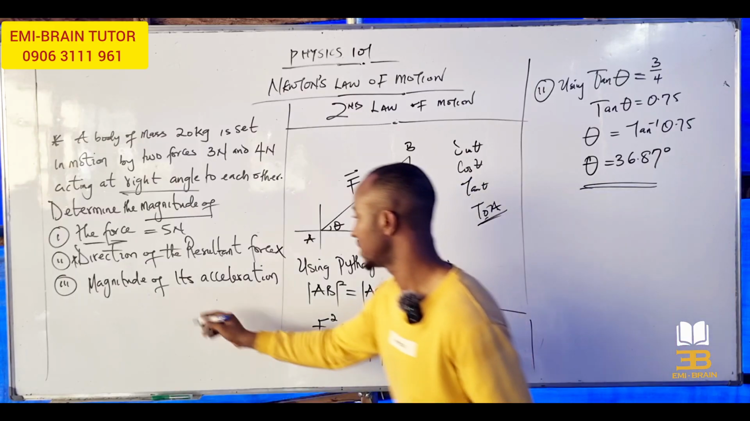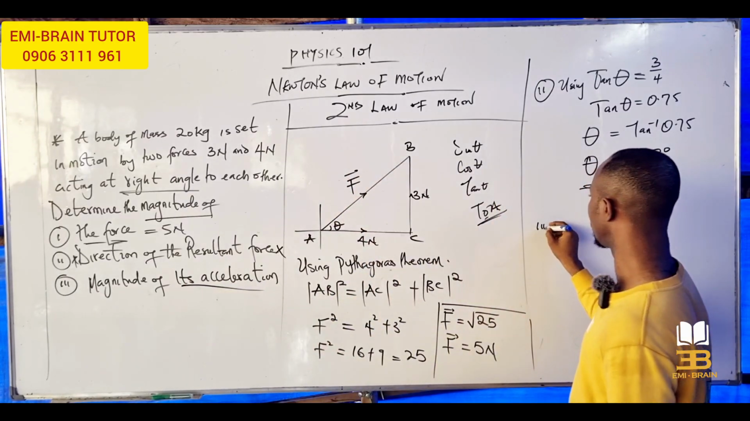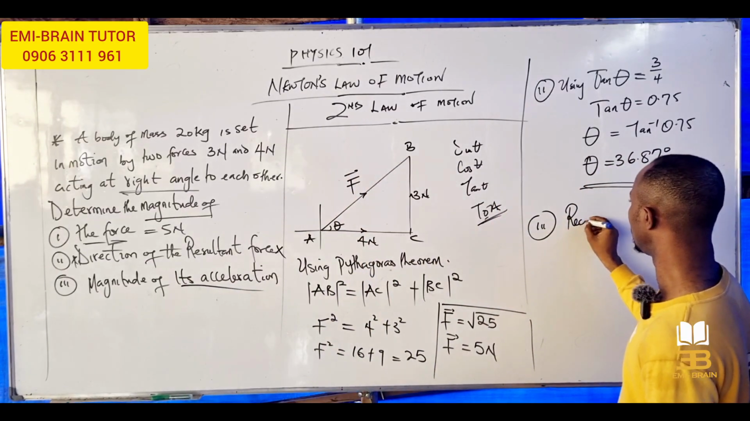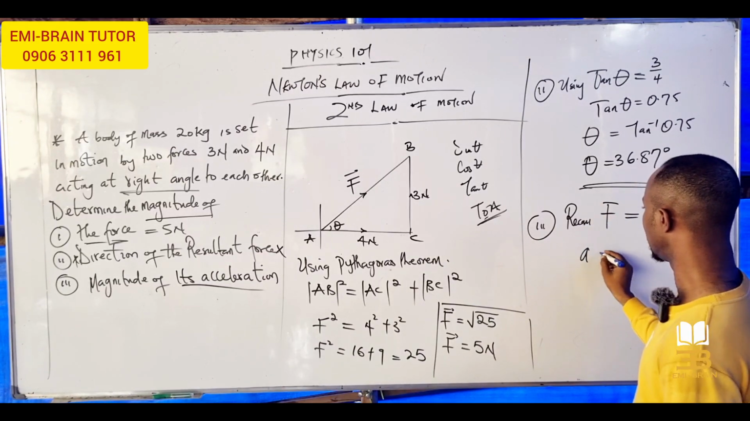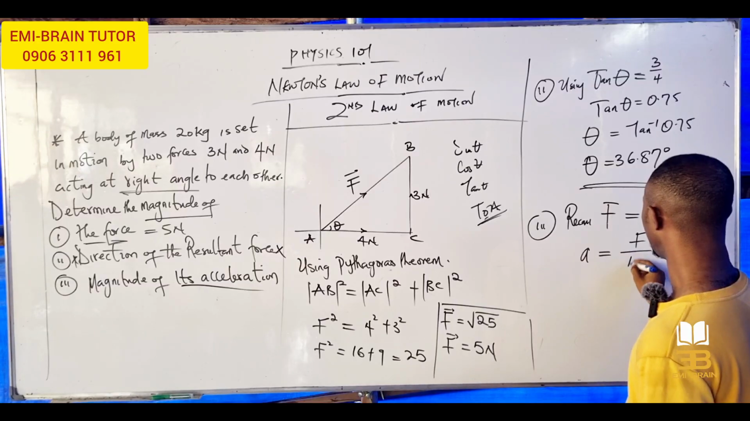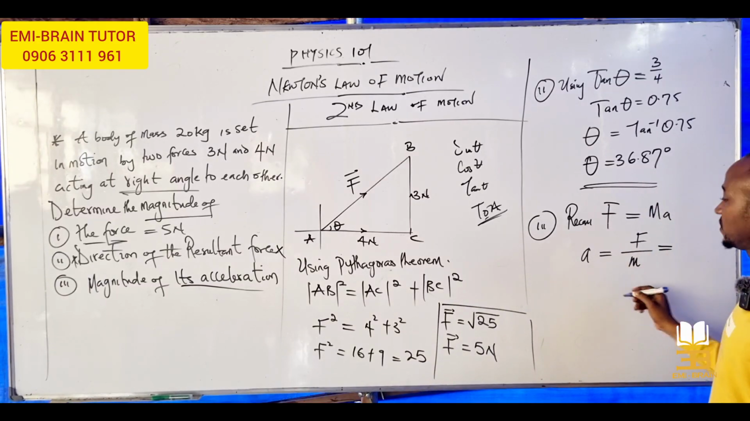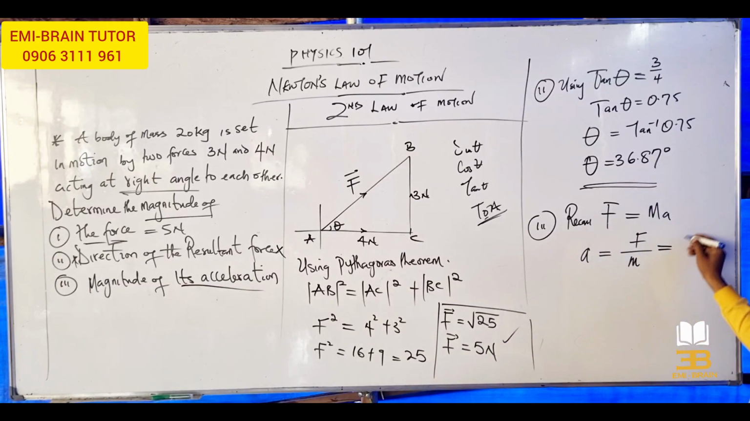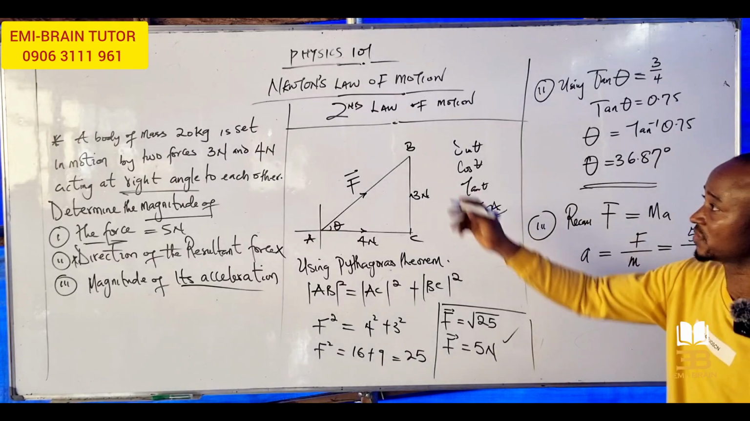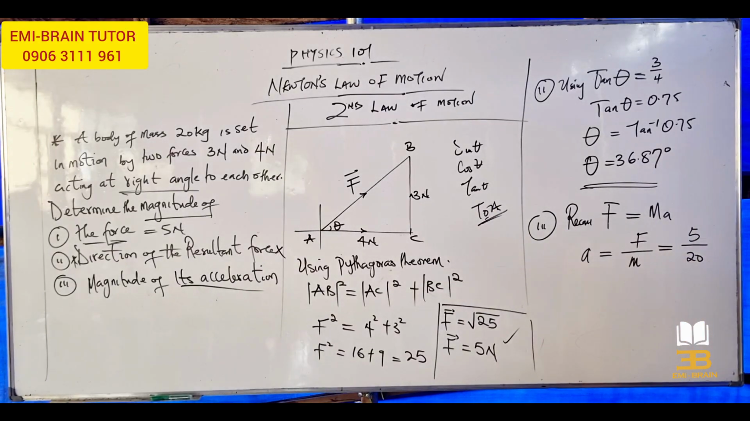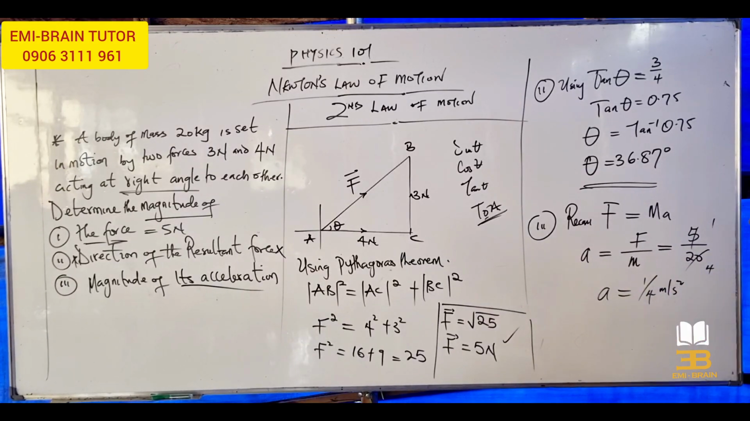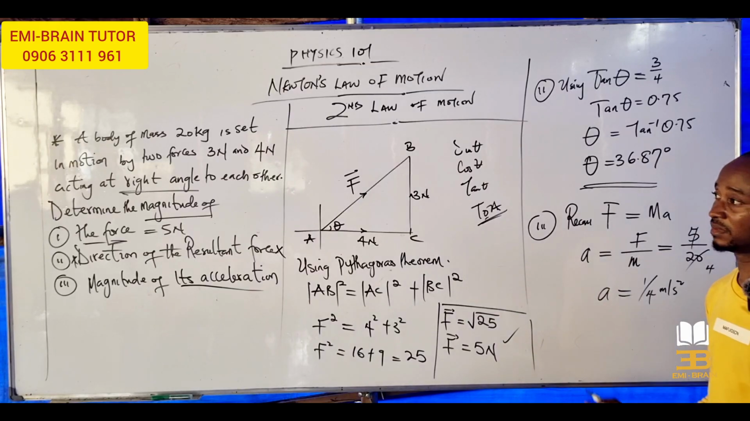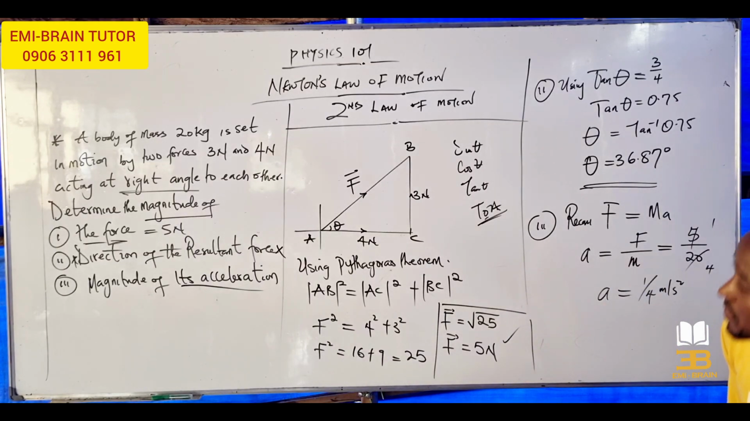Now the next one says find the acceleration of the force. The third one says acceleration. Recall that force is equal to mass times acceleration. So my acceleration becomes the force divided by the mass. Our force we got is 5 Newton, right? 5 divided by the mass of the body, which is 20. So my acceleration should be 5 over 20, which is 1 over 4 meter per second squared. So this is the answer to this question.